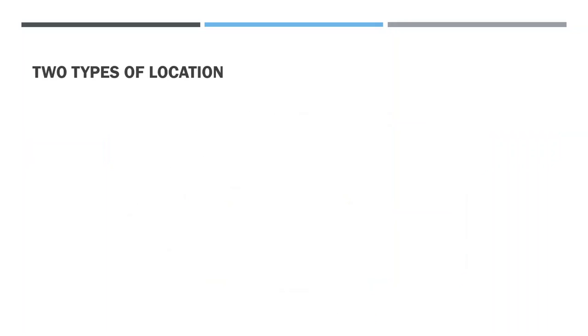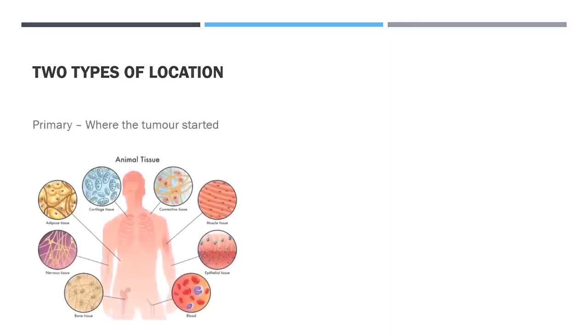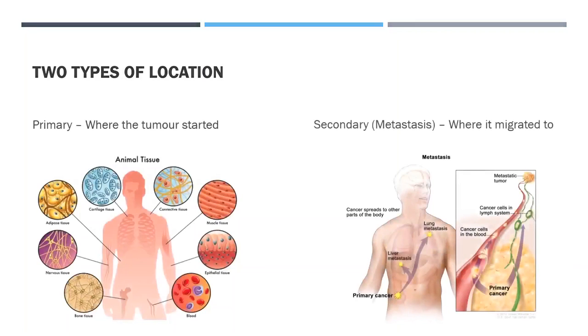The final factor that you need to know as a pathologist is tissue location. There are two types when talking about cancer. The first is a primary location of the cancer, which is where the tumor started. The other one is secondary location, used when the cancer spreads. This is the metastasis that we talked about. The place where the primary cancer migrated to is the secondary location.